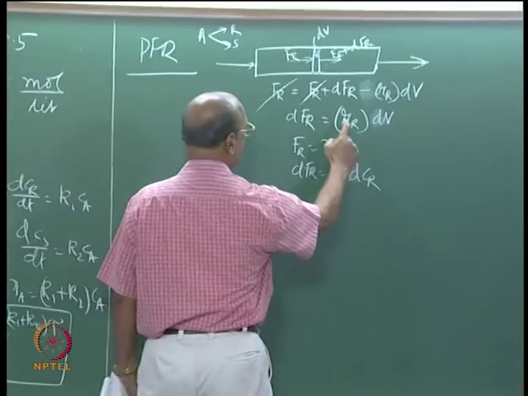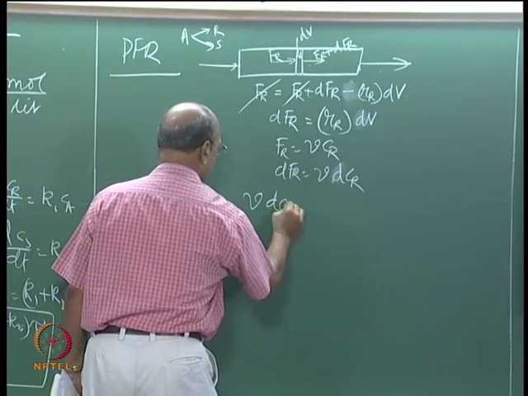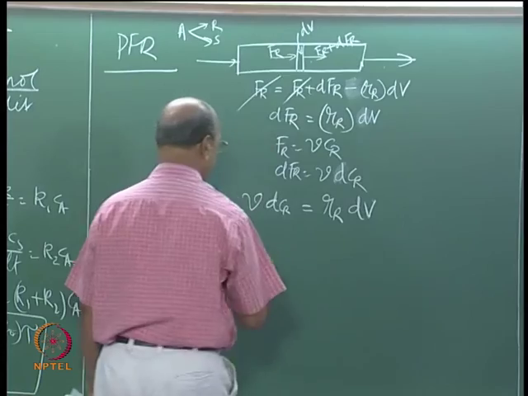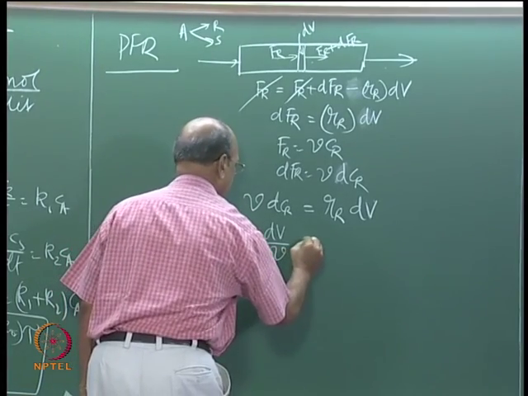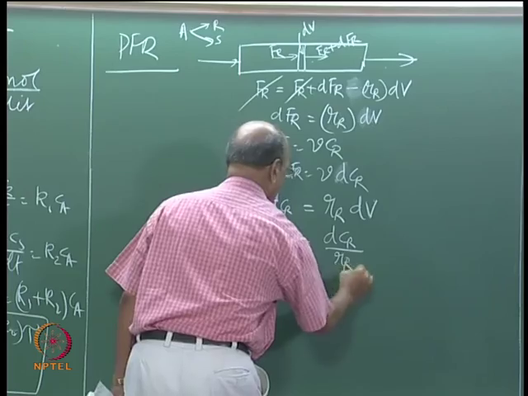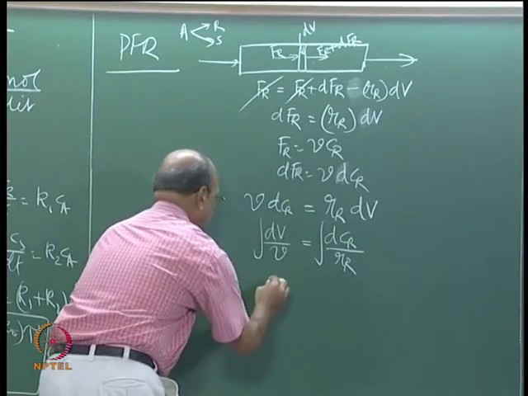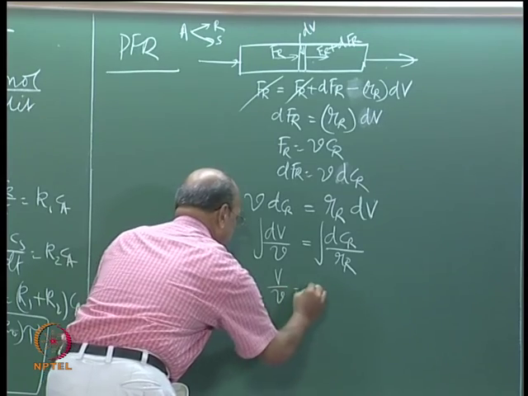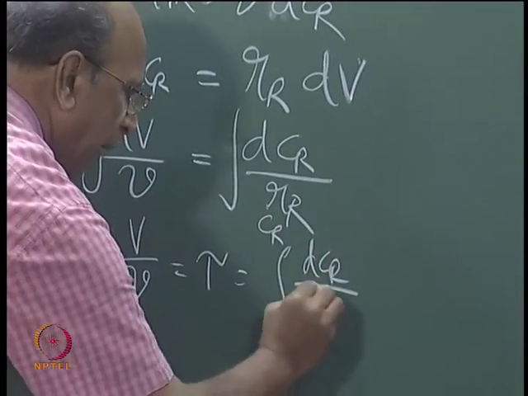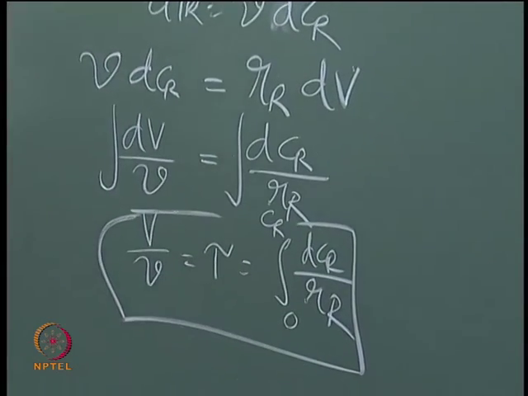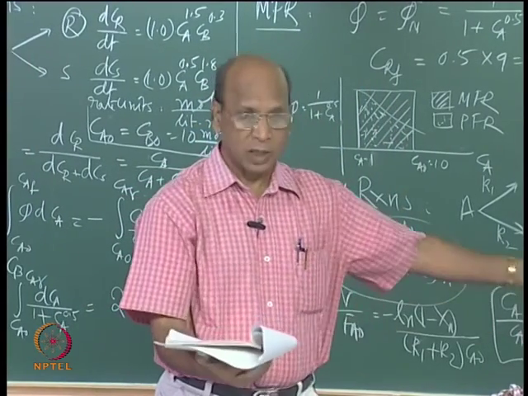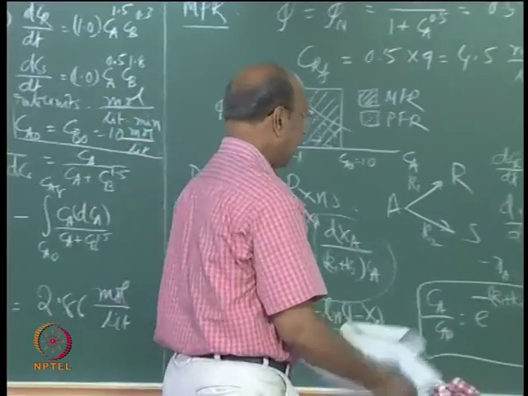Now, I have to substitute this here for dFR. So, V dCR equal to RR dV. So, I will write here dV by V equal to dCR by RR. So, when we integrate this, this will be V by V, which is nothing but tau. This is integral 0 to CR dCR by RR. So, that is why I just wanted to do this once, because every time you see even the limits also without knowing yourself, you are telling CA naught to CA. That depends on what equation you are now talking about.